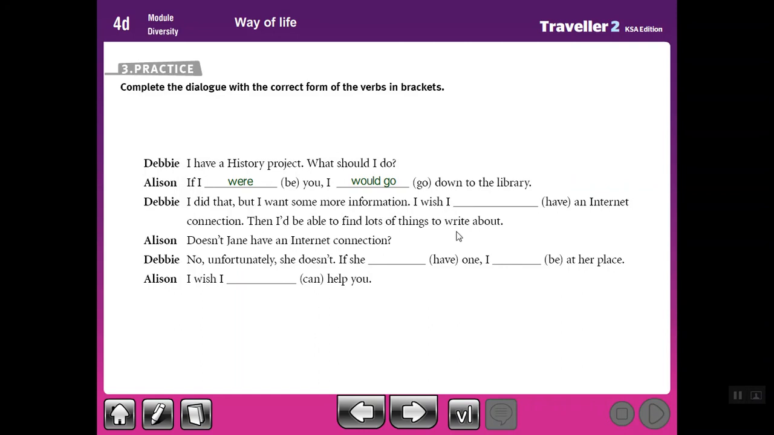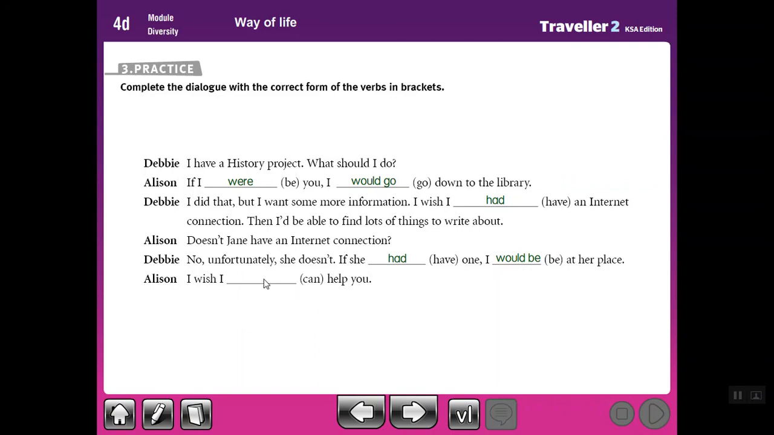I wish I had an internet connection. This is her situation: she doesn't have an internet connection. So she wishes, using past simple, had. I wish I had an internet connection, then I'd be able to find lots of things to write about. Does Jane have an internet connection? No, unfortunately, she doesn't. If she had one, the past form of have is had. I use the base verb of be with would: I would be at her place.